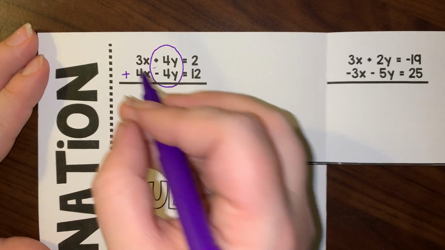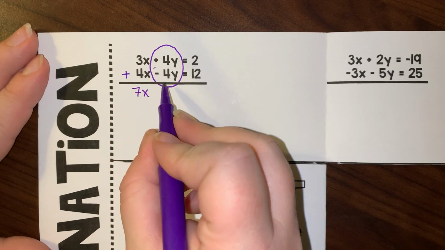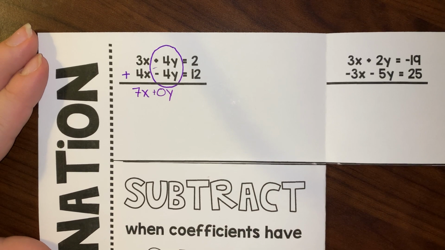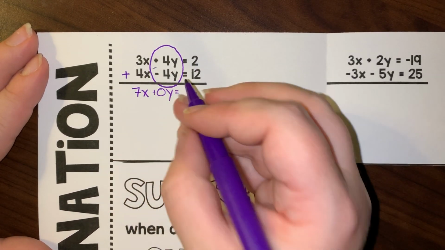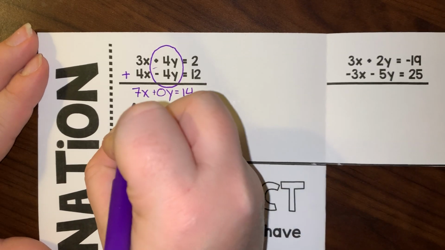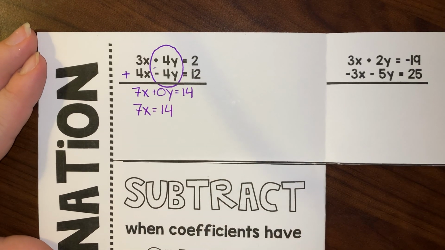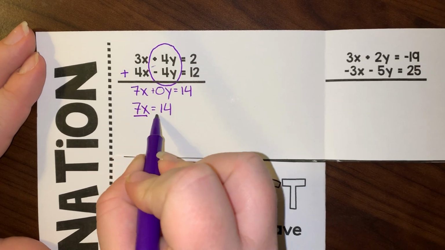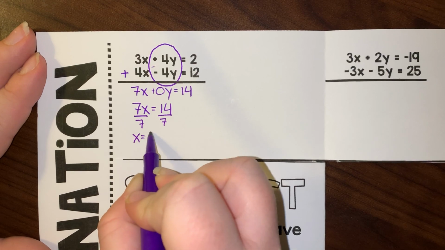So 3x plus 4x is 7x. 4y plus negative 4y is 0y. You don't even need to write that 0y. And all this equals 2 plus 12, which is 14. So really, I have 7x equals 14. I have eliminated my y's, hence the elimination method. All I have to do from here is divide both sides by 7 to solve for x. So x equals 2.